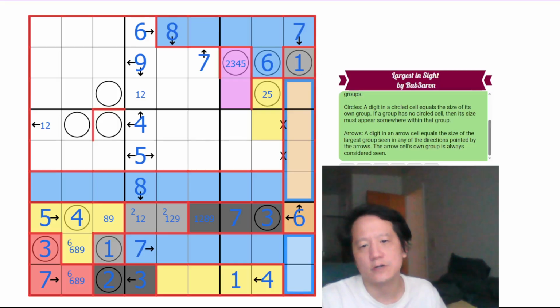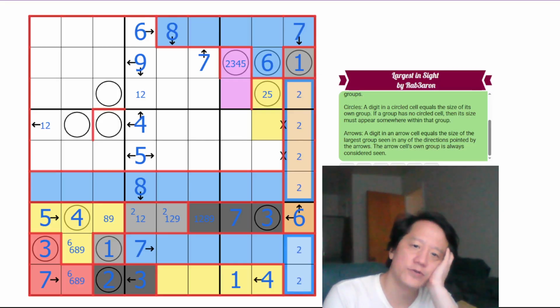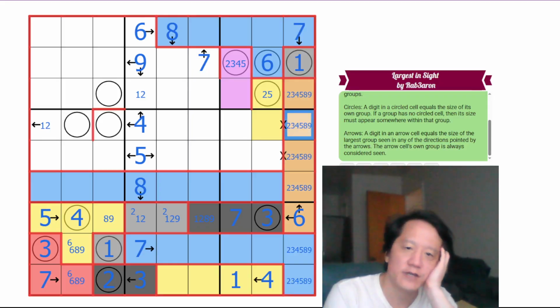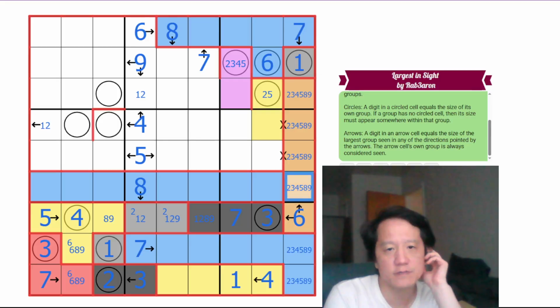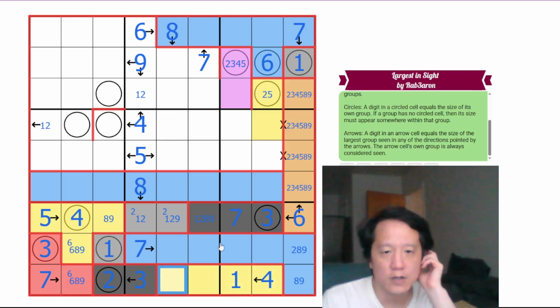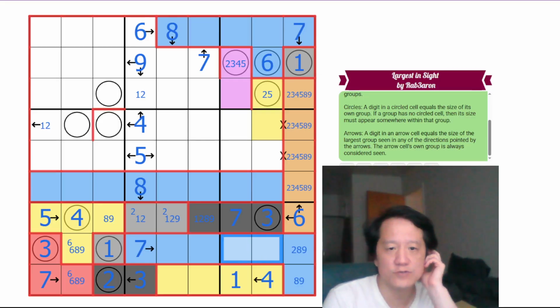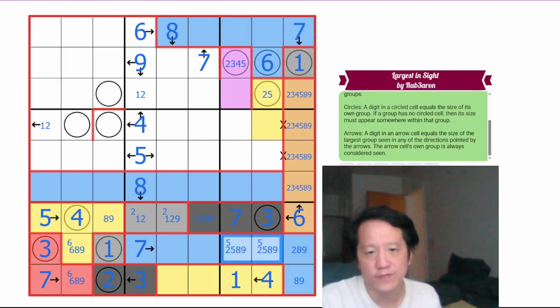Remaining digits here are 2, 3, 4, 5, 8, 9. 5 has to be in this orange 5 region. So this cannot be 5 here. No 3, 4 here. This can't be 2 because of 2 in the row. So we know there's a 5 here. This has to be 2, 5, 8, 9. So one of these two is a 5.